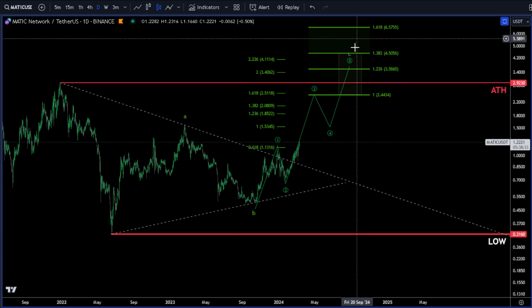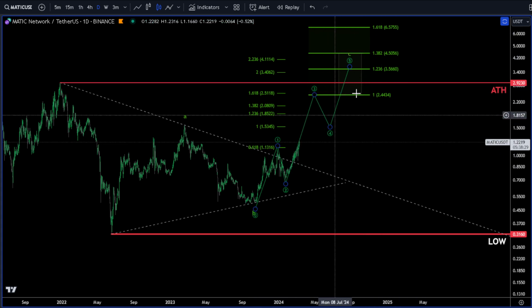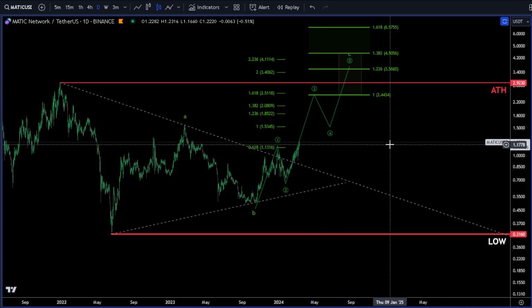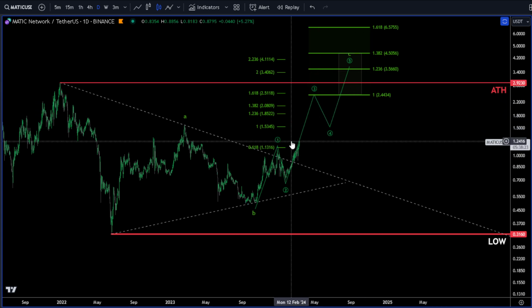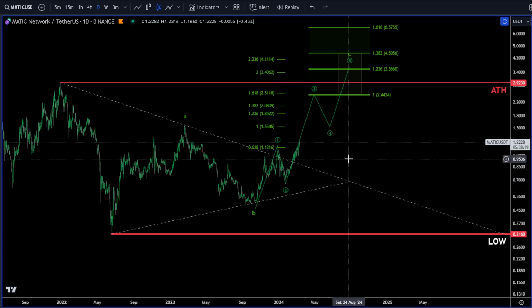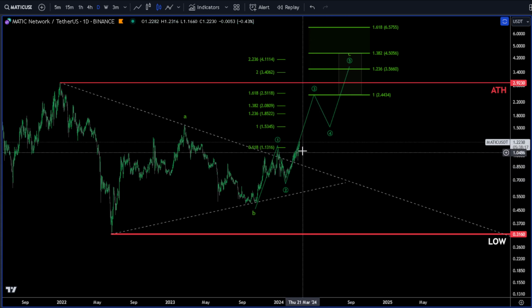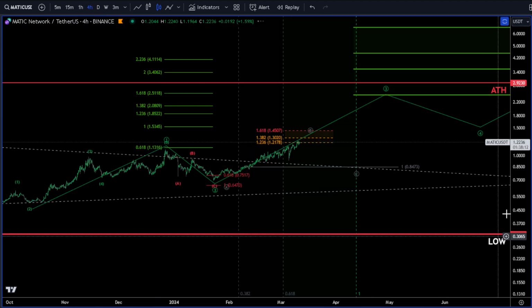We can come to higher extensions. This is just what I'm currently tracking. As long as it's following this path, no need to adjust to anything else currently. Now there is some concerns with this wave, and I'll explain to you what those are on the smaller time frames. Hopefully we just get follow through, but I wanted to show you if we're wrong what we're expecting.